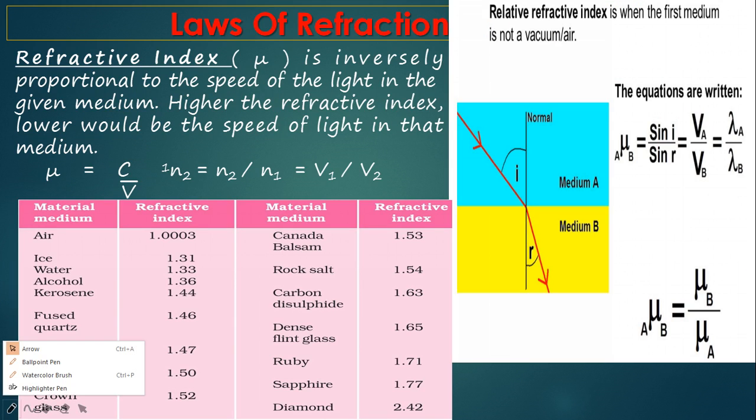Now refractive index is inversely proportional. This is very, very important, you have to understand this. Refractive index is inversely proportional to the speed of light in any given medium. Higher the refractive index of a medium, lower will be the speed of light in that medium, because refractive index, once again, is represented either by n or by mu. So refractive index is basically directly proportional to the optical density of the medium, right? Higher the refractive index, higher will be the optical density, and higher the optical density, lower will be the speed of light in that given media, right?